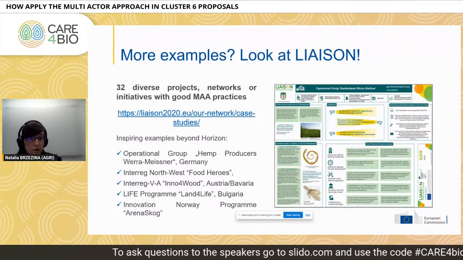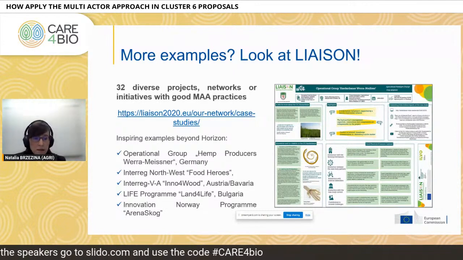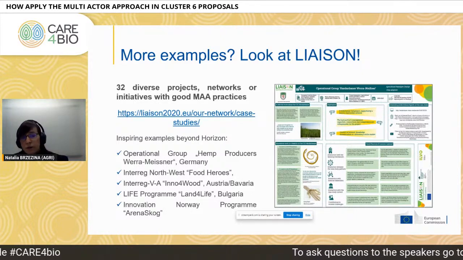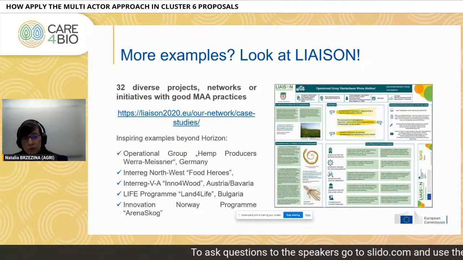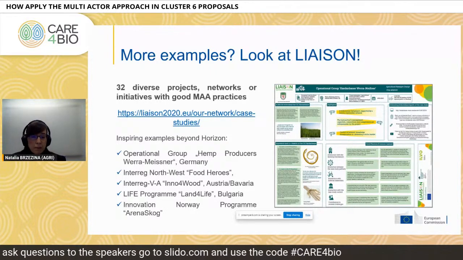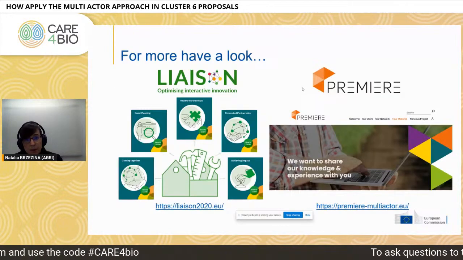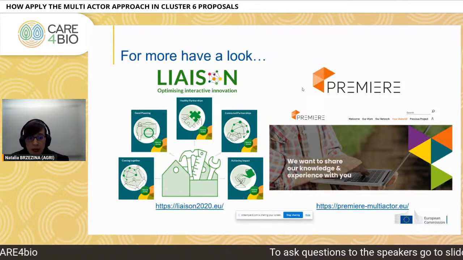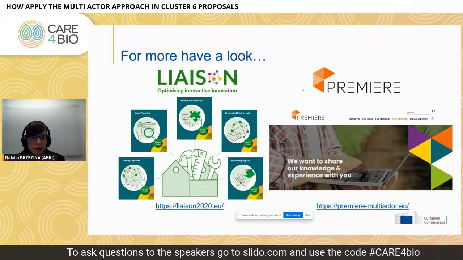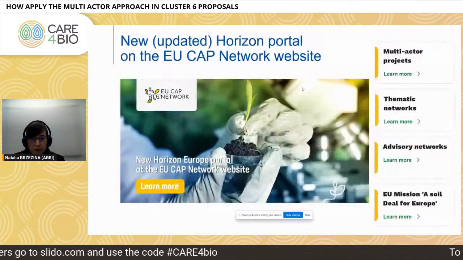More of these successful projects you can find at the website of the project Liaison. They are not only from Horizon multi-actor projects, but also examples of projects that employ the multi-actor approach in a very successful way, even though the requirements are not there, for example in Interreg or LIFE programs. So really have a look for inspiration there. And of course, on these two websites, Liaison and Premier, you can find even more information and helpful materials for you to prepare a successful multi-actor project.